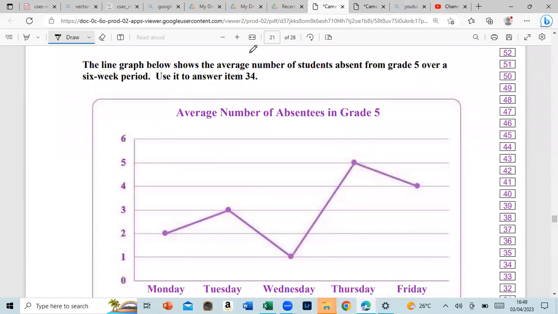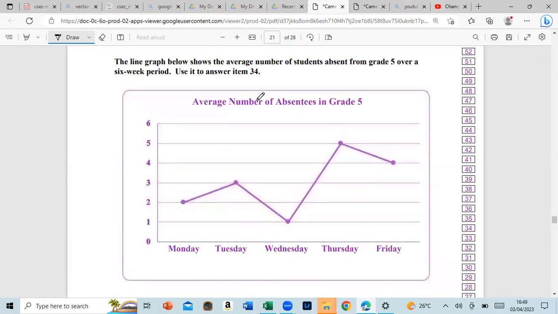All right. This was done on a previous paper of mine some time ago. The line graph below shows the average number of students absent from grade 5 over a 6-week period. Use it to answer item 34. So average number of absentees in grade 5.